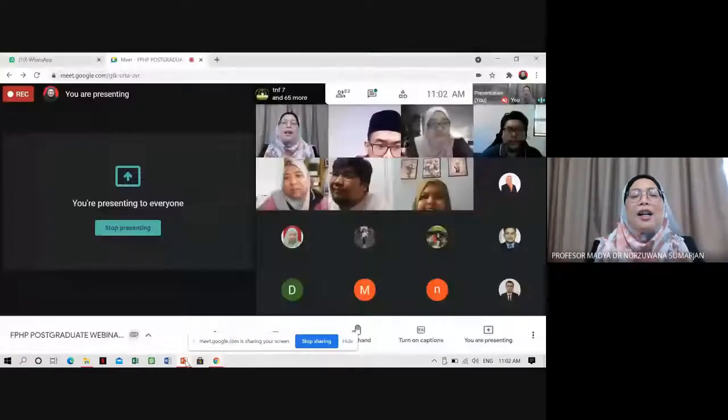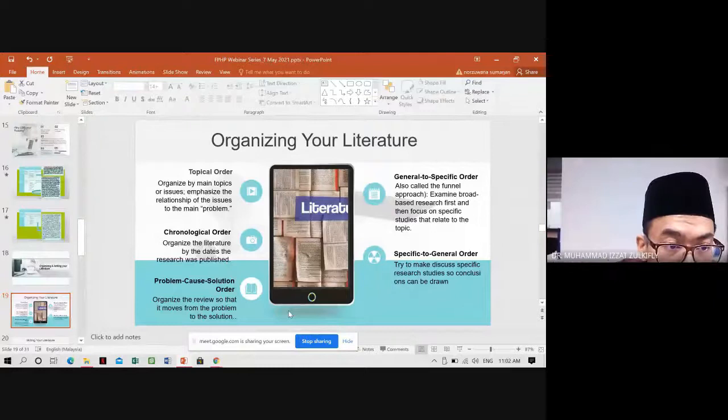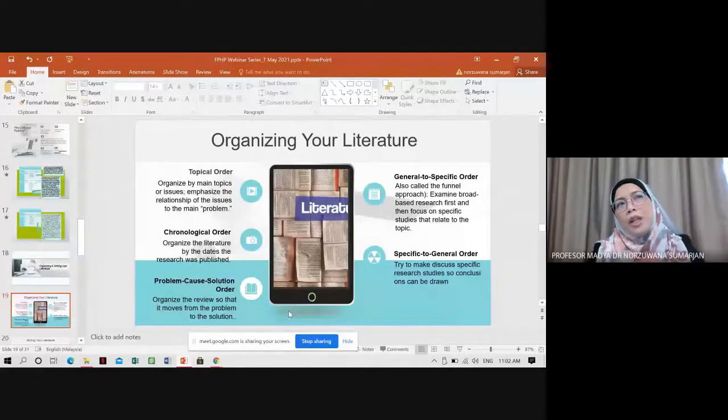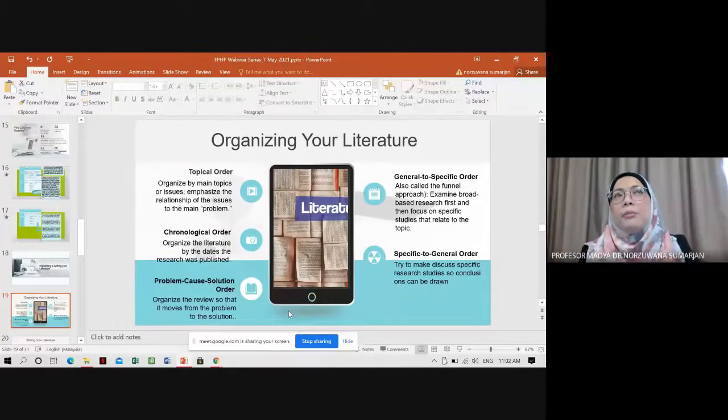You can also organize according to problem, cause, solution order. Here you organize the review so that it moves from the problem. You might want to present all the problems, and at the end of the day, move from the problem to the solution. Again, please guide them back to your study context at the end of the day.